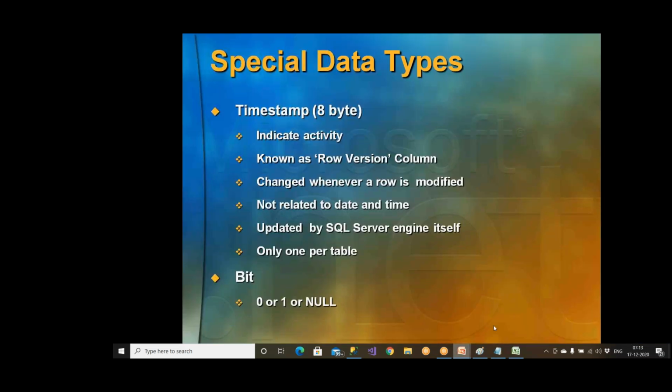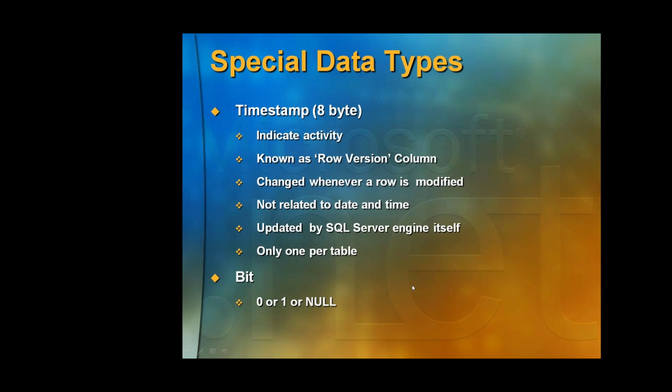Am I clear, guys? So this is what is called a timestamp. This is what is called a row version number. It is known as a row version column, changed whenever a row is modified, and it is not related to date and time. People think that timestamp means date and time. No. Only one column we can have, not more than that. Am I clear, guys? This is very important.